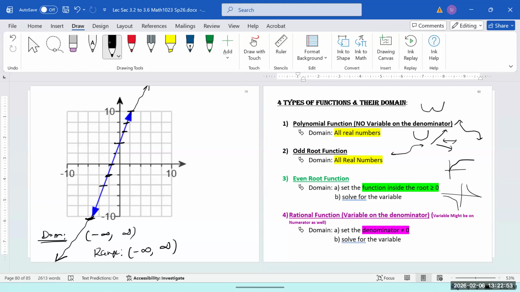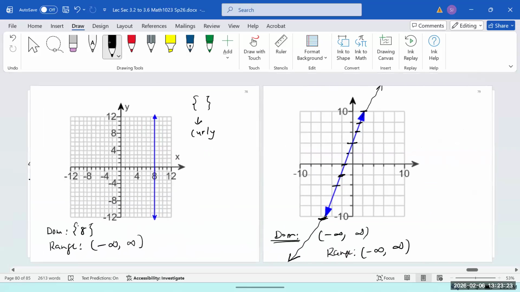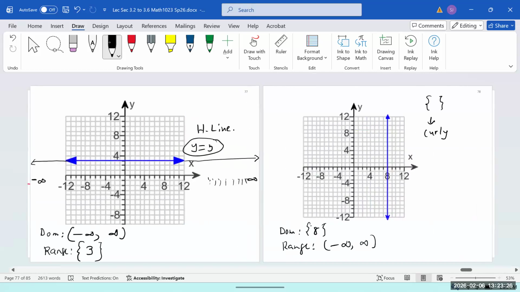In this class, we're going to talk about only 3 types of functions. One is polynomial, which includes the odd root also, and then even root and rational. So polynomial, all these things are polynomials. Polynomials are continuous forever, from left side to the right side. So if you have a continuous function, like the left page, you see the domain is negative to positive infinity. Also, the horizontal line is a function. And look at the domain, negative to positive infinity.